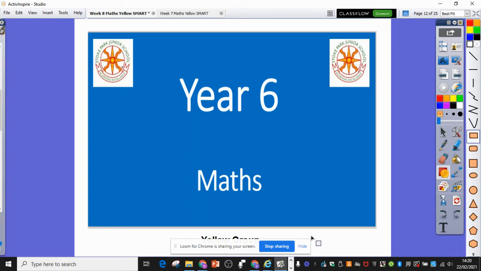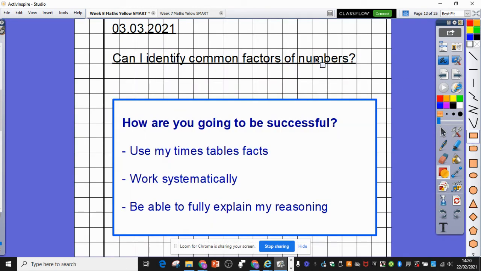So today is Wednesday, and I'm assuming that as you're in the main body of the maths lesson, you've already completed and marked your arithmetic practice for today. So let's move on to find out what we are going to be learning today. So we're going to be now looking at common factors of numbers.